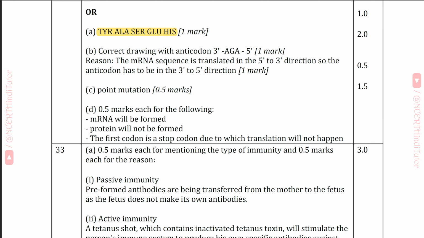Answer. So you have to draw. So you should draw correctly with an anticodon 3' AGA 5', which will carry 1 mark. And the reason is the mRNA sequence is translated in the 5' to 3' direction, so the anticodon has to be in the 3' to 5' direction.